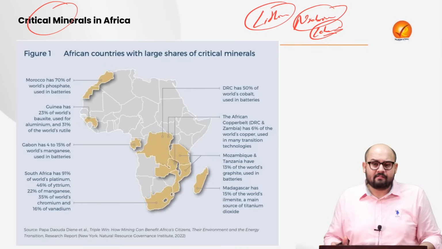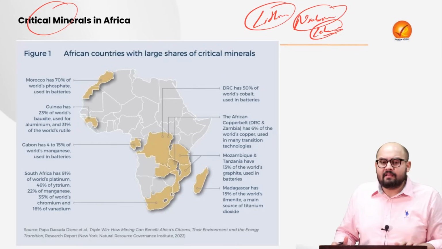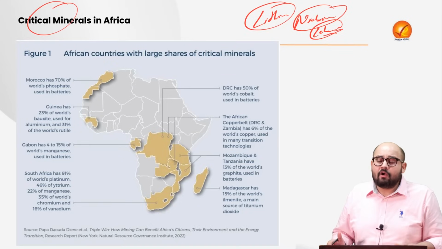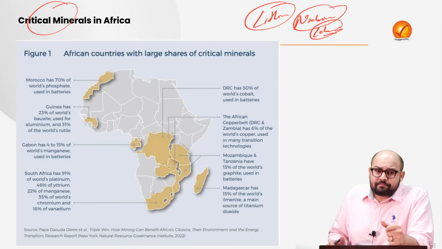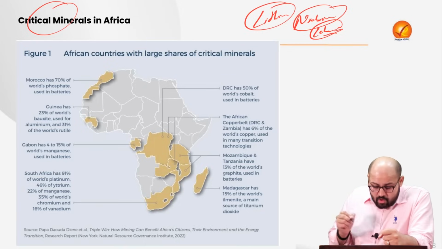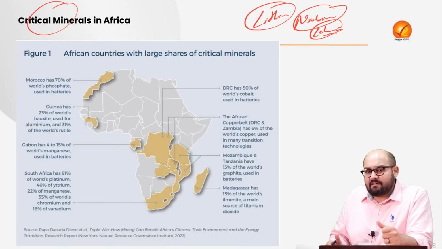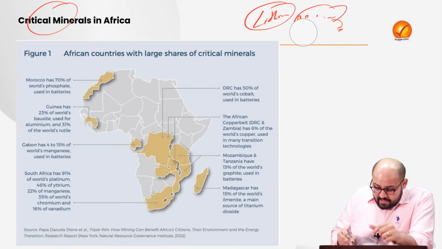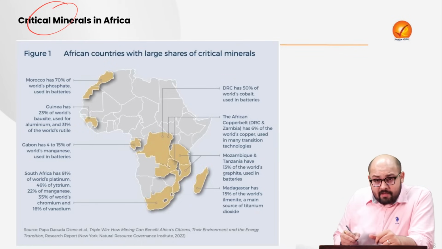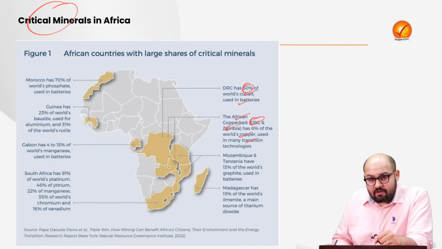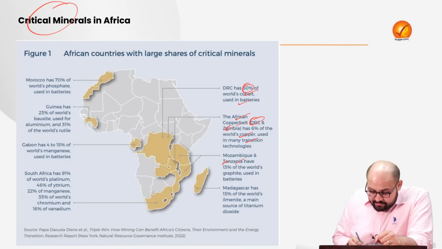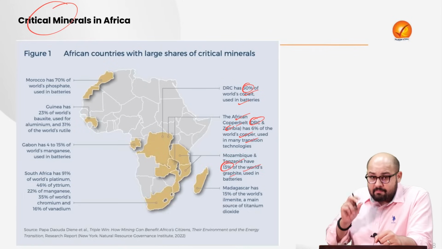So all these are critical minerals, and what we see is that the African continent has a lot of countries, and these countries are endowed with a lot of resources. Recently, if I'm not wrong, in the year 2023, we had a question with respect to the Democratic Republic of Congo, right? Its resources, the cobalt resources. So this becomes really important. If we talk about individual countries, the Democratic Republic of Congo has 50% of the world's cobalt used in batteries. Then we have the African Copper Belt, DRC and Zambia, which has 6% of the world's copper, used in many transition technologies. Then Mozambique and Tanzania have 13% of the world's graphite used in batteries.